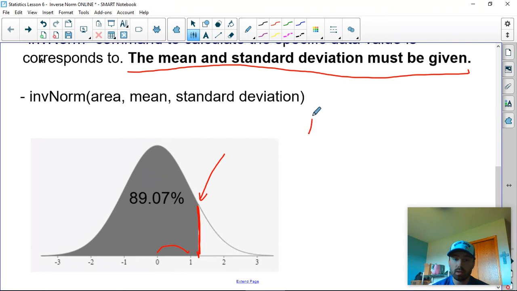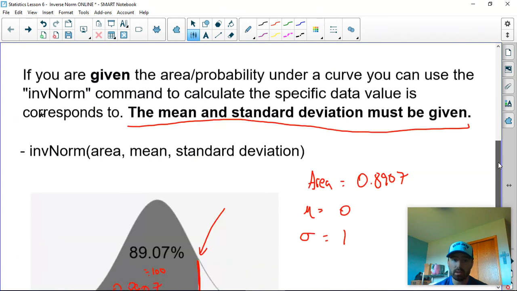So we need to know the area, the mean, and the standard deviation. We already said the mean is 0, the standard deviation is 1. Now the area here is 89.07%, but it's in percent form. We want it in decimal form, so we're going to divide by 100 to get 0.8907 to give us our area. Once we have those three things, we can go in and calculate this.